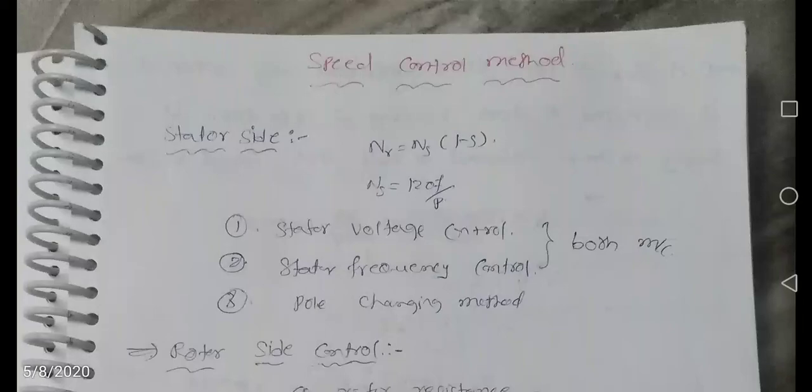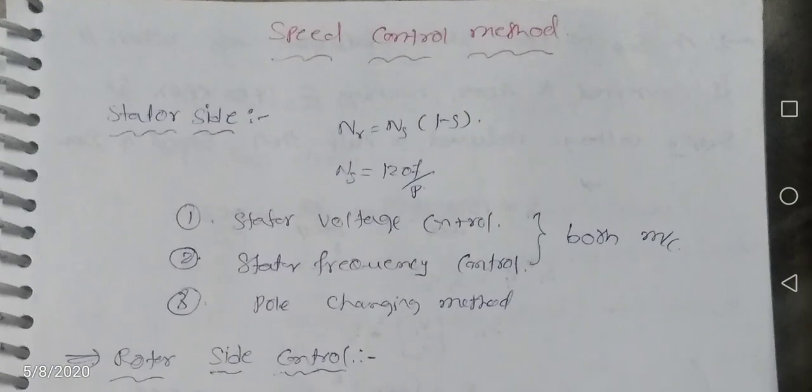This is the speed control method, speed control of induction machine. The induction machine speed control is possible on two sides: one is the stator side and the other is the rotor side. NR is the rotor speed. This speed has to be controlled. The rotor speed has to be controlled actually.